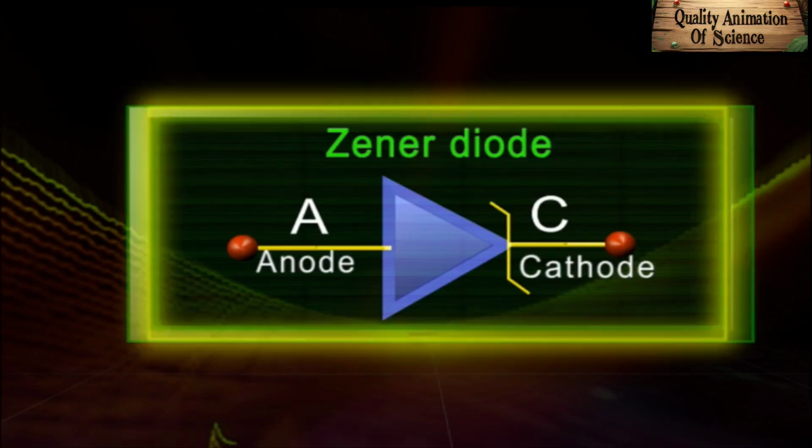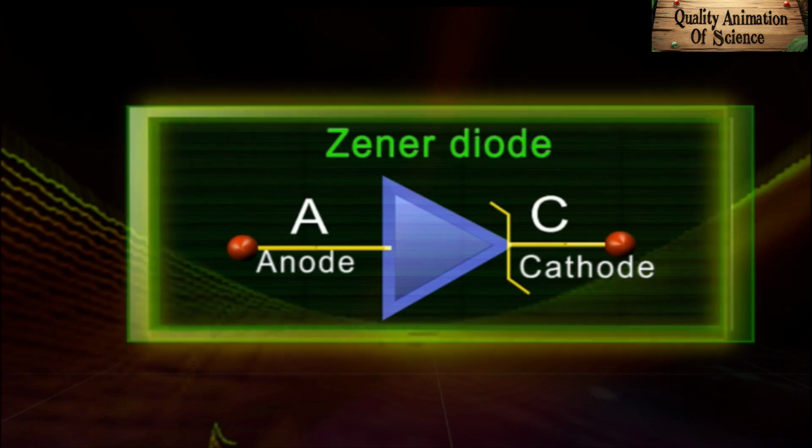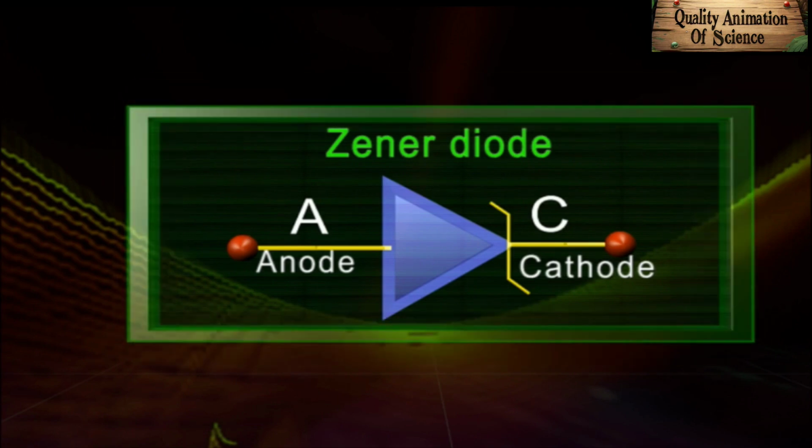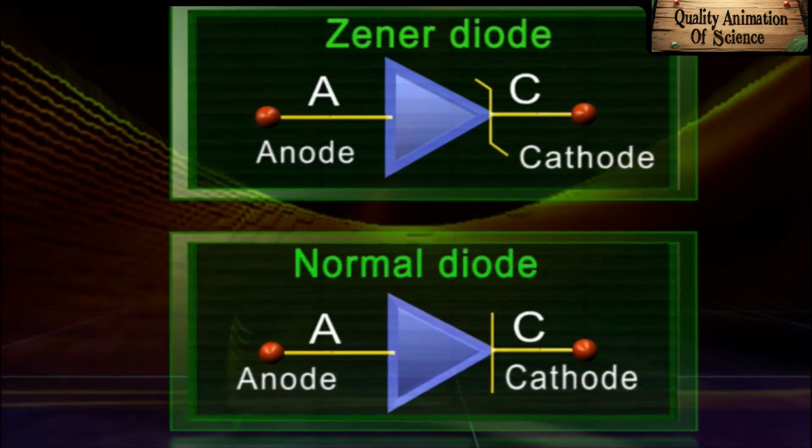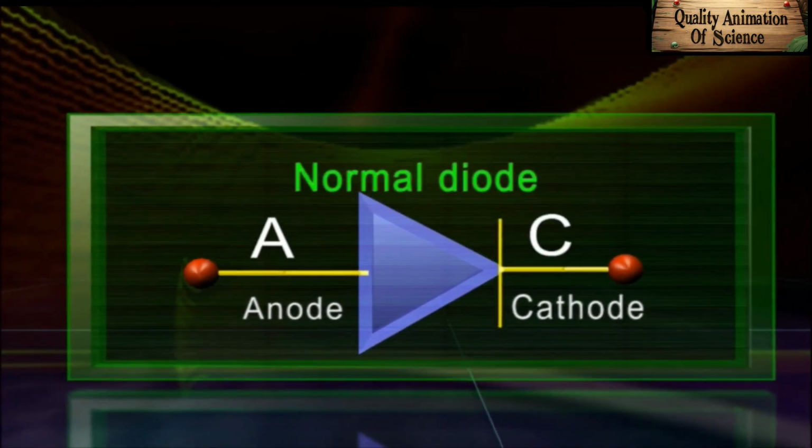The symbolic diagram of the Zener diode is shown. The symbolic representation of Zener diode is similar to the normal diode. The only difference being that the cathode has been shaped in the form of alphabet Z.